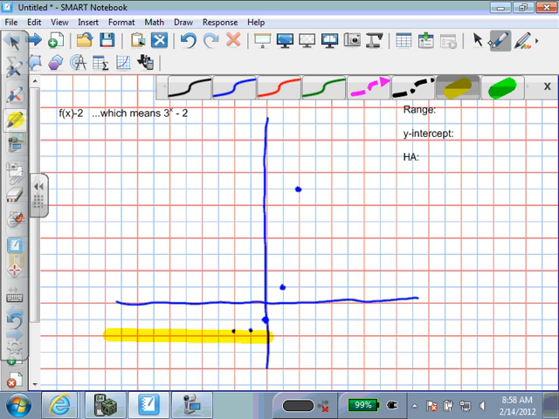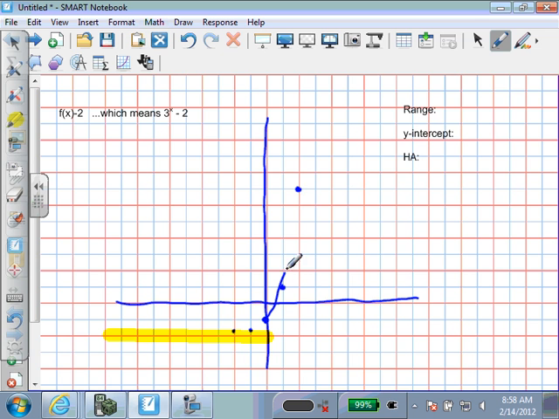So what I have is the same graph I had before, only it is shifted down 2, which means the range is now negative 2 to infinity. The y-intercept is now negative 1, pardon me, 0, negative 1. And the horizontal asymptote is now at y equals negative 2.